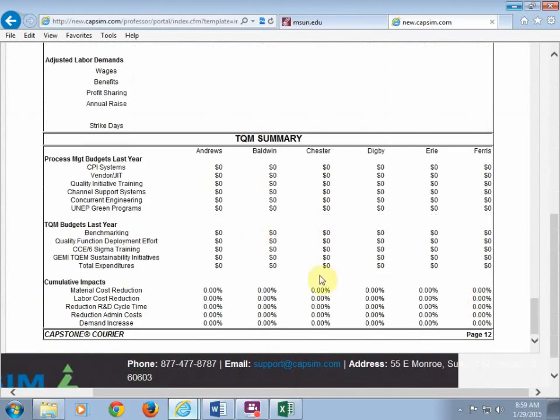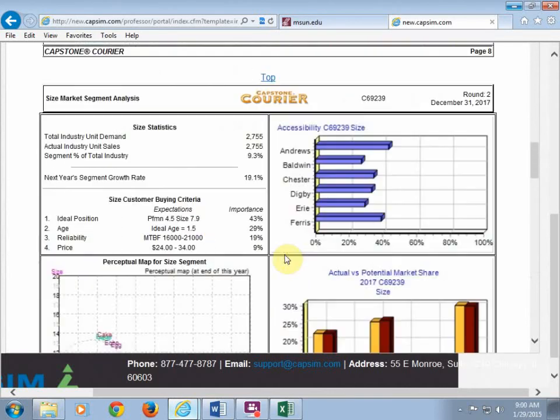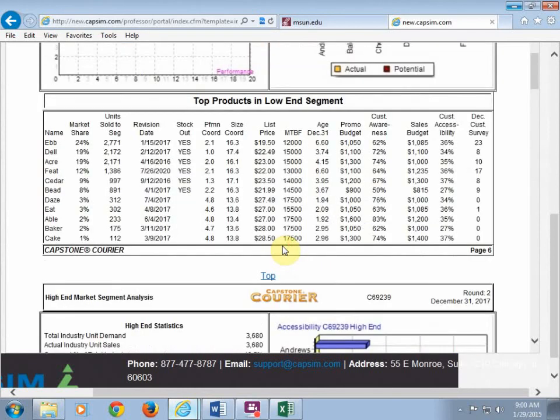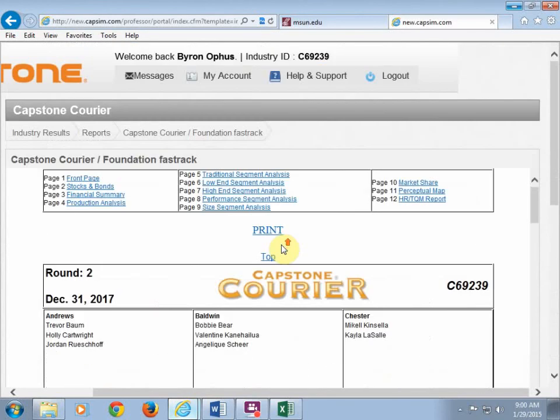TQM will show up next time. Here are the examples. Down here it tells you the things that you can save money on: material cost, labor cost, reduction in R&D cycle time, reduction in administrative costs, and your demand increase. So you can actually increase the demand for your products as well, depending on your investments up there. So, any questions? None? Everybody totally understood what happened that second round? That was a good round. That was a lot of fun.